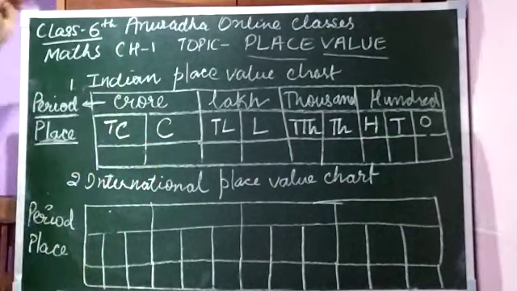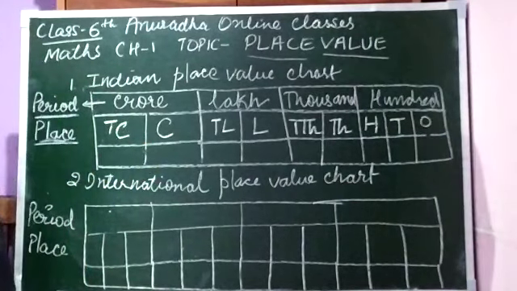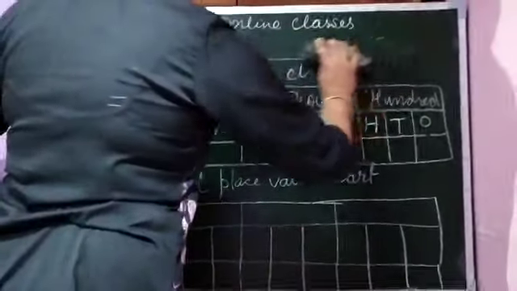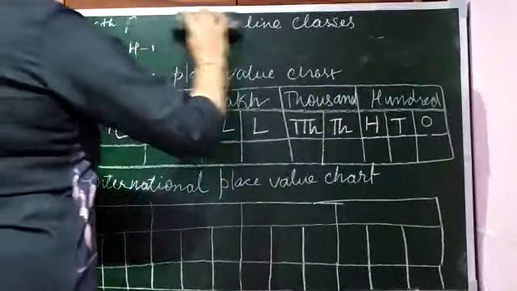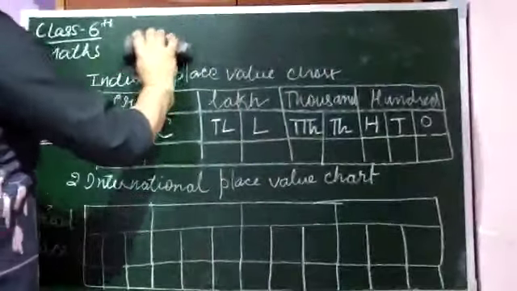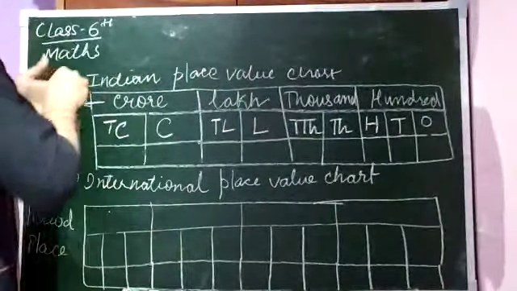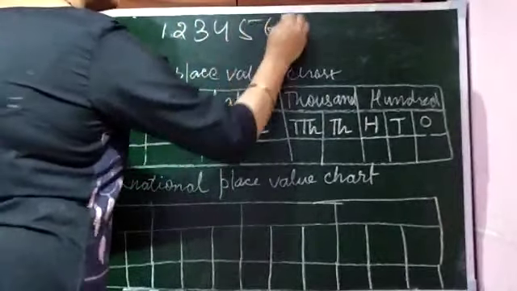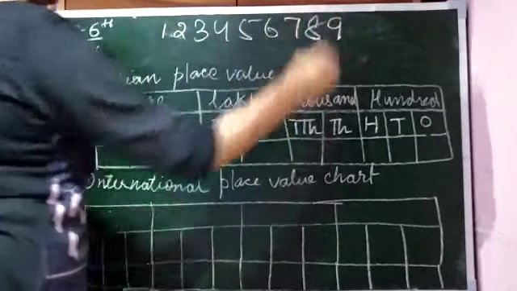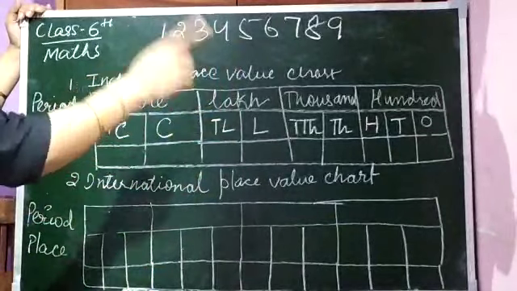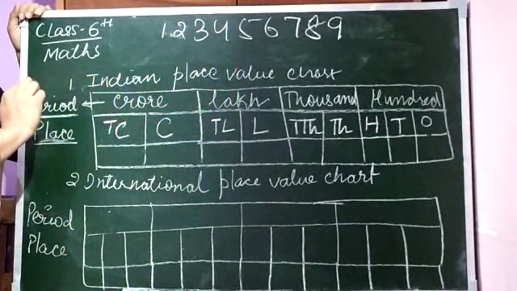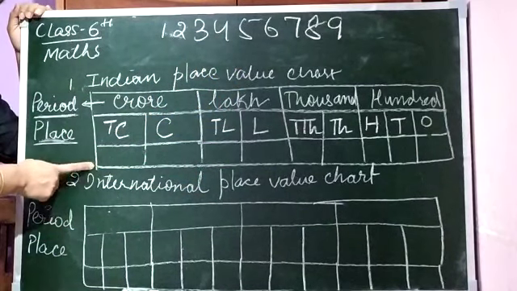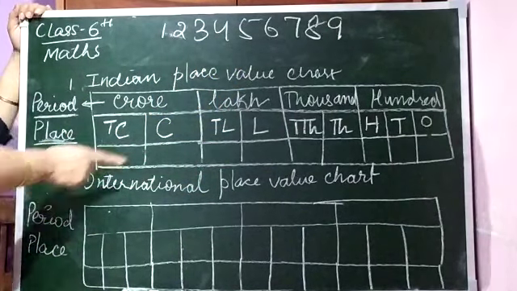Right? Suppose I have taken one number. Let us take one number. Any number you can take. Let me take a random number: 1, 2, 3, 4, 5, 6, 7, 8, 9. Okay. Now how will you name it? It is very easy if we put that into this table. Let us put it into the table.